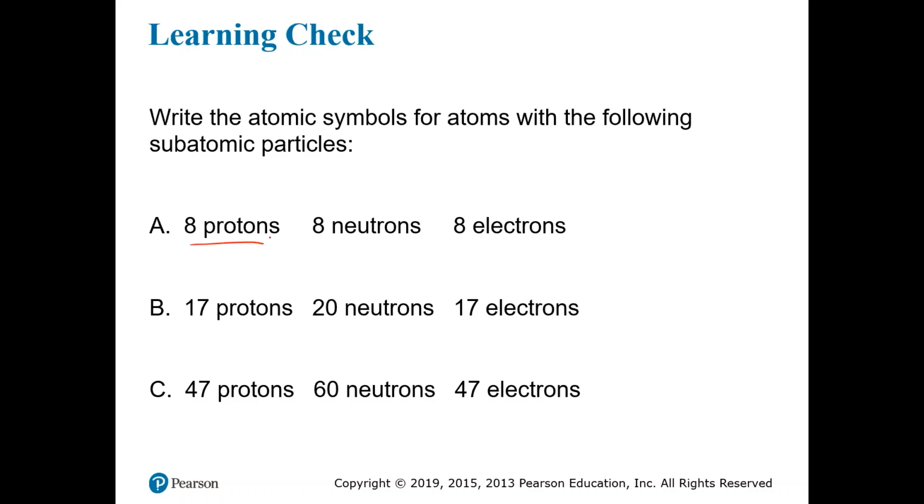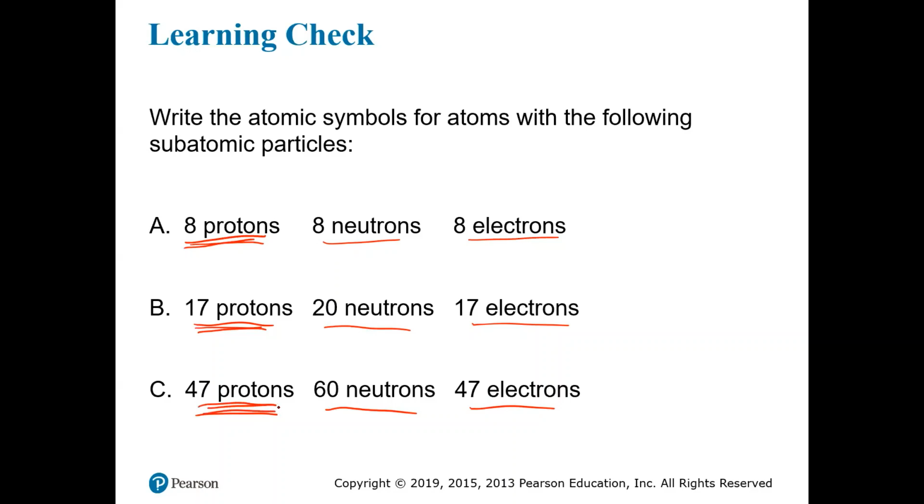So the first one, A, has 8 protons, 8 neutrons, and 8 electrons. B has 17 protons, 20 neutrons, and 17 electrons. And C has 47 protons, 60 neutrons, and 47 electrons. The first thing that we're going to need is to figure out which element these each are, right? The isotope symbol has the element symbol, and so to do that, we need to figure out what the atomic number is. Remember, the atomic number is the number of protons. So A is atomic number 8, B is atomic number 17, and C is atomic number 47.